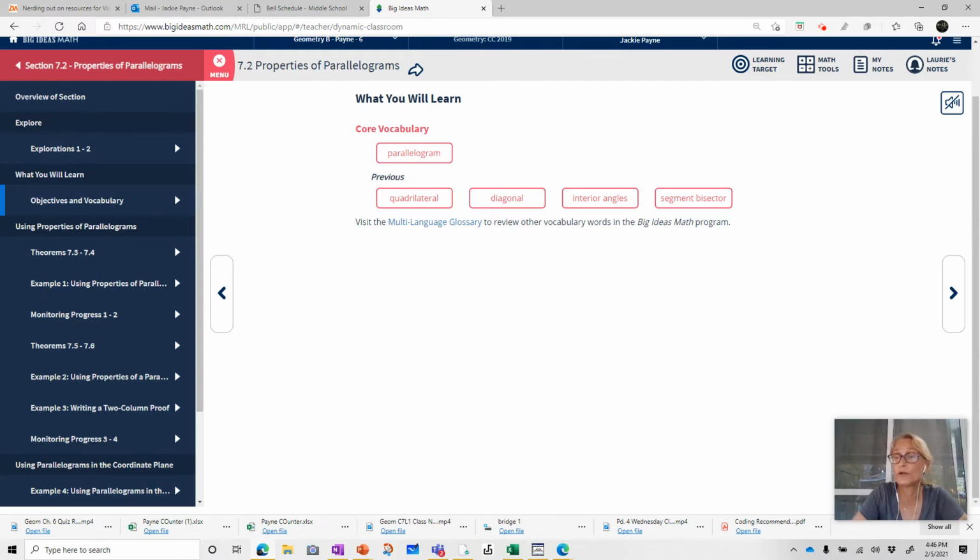The core vocabulary is parallelogram, which I will define in a moment. Previously, we've talked about quadrilaterals, diagonals, interior angles, and segment bisector. So let's get started.